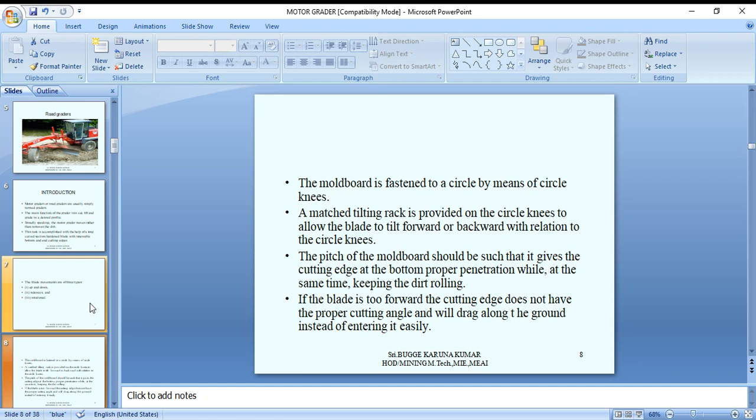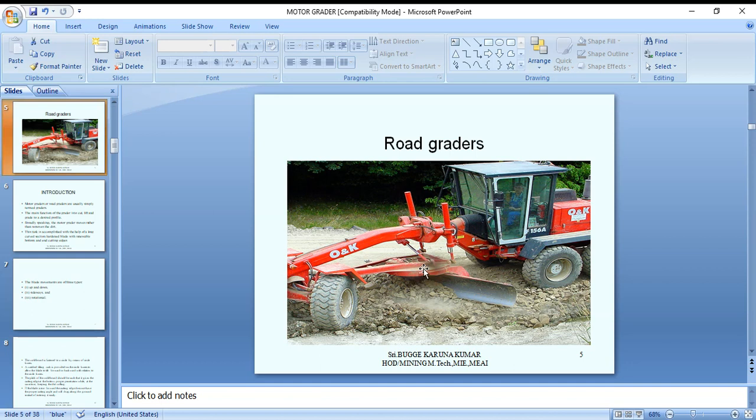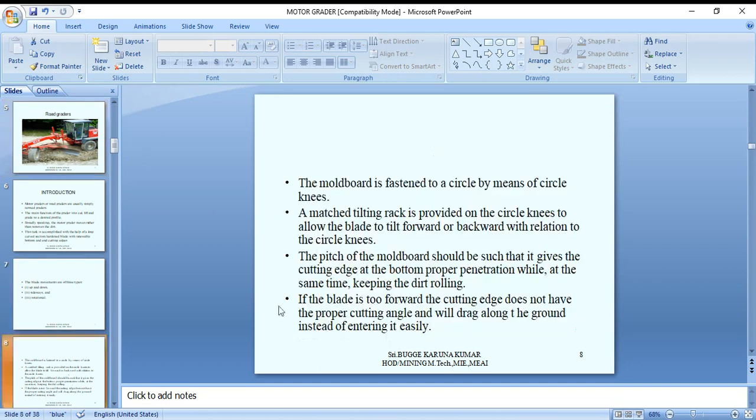If the blade is too far forward, the cutting edge does not have the proper cutting angle and will drag along the ground instead of entering it easily. So here the blade function is very clearly mentioned. There is a circle that allows the blade to move forward and backward in relation to the circle knees.